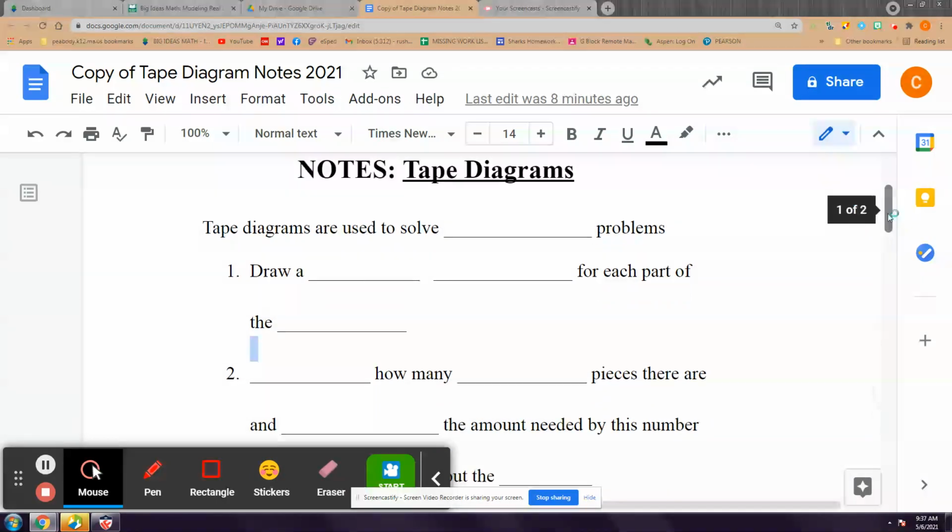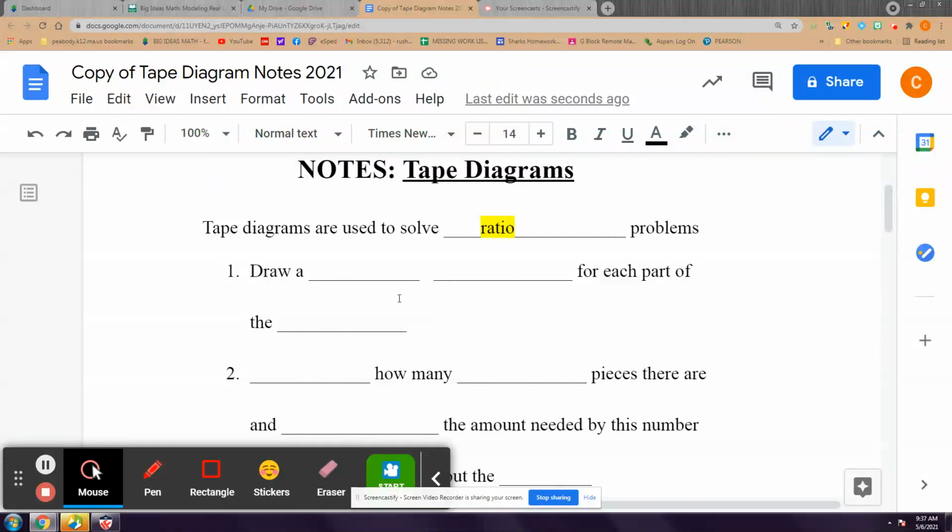So that's actually going to be the first word that will go here. The tape diagrams are used to solve ratio problems. I'm going to put the word ratio right there. So I'm going to be going through these notes with you to help you fill them out on your paper.